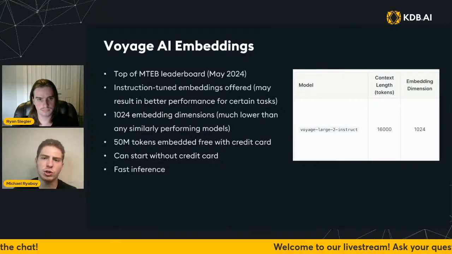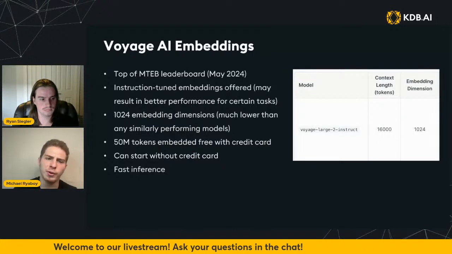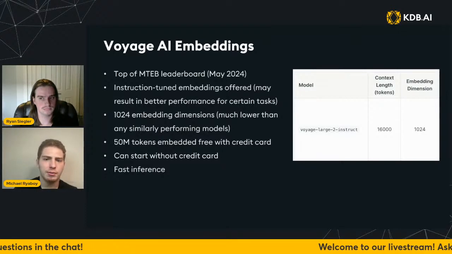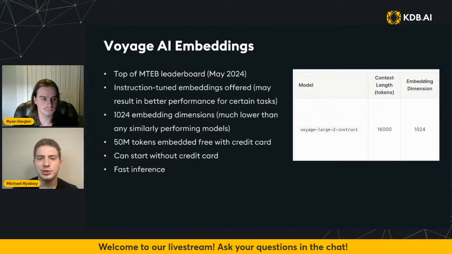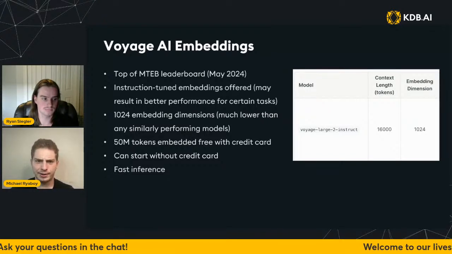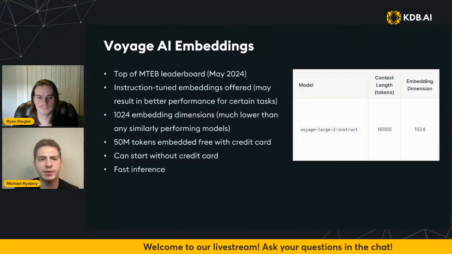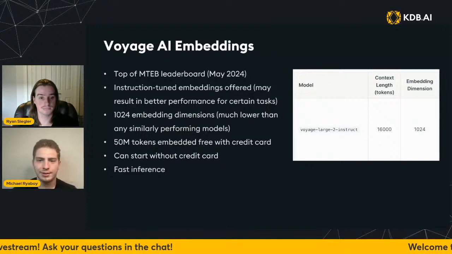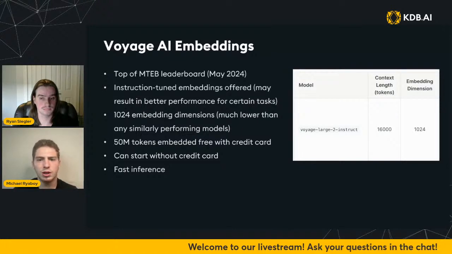So they have this Voyage Large 2 Instruct model, which has 1,024 dimensions, which for very well performing models is actually pretty low. And what this means is you could get really good performance with not a lot of dimensions, which is basically incredible, right? So they were better than all these models with 5,000 dimensions plus at the time, and they don't have a lot of dimensions. And this model is still up there. It's still performing well at the time of this video, and it has 16,000 context length tokens. So that's great. For a lot of use cases, you want to embed more tokens, and that's something you could use Voyage AI for.